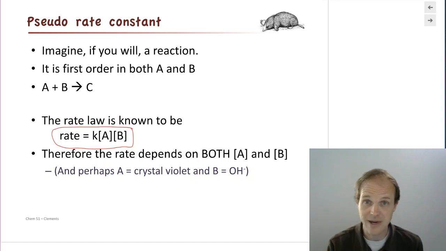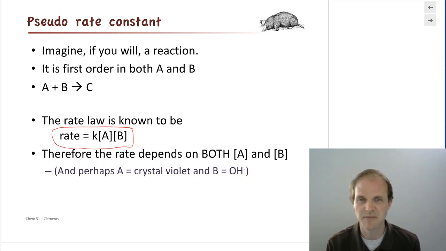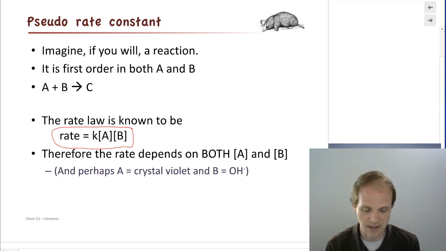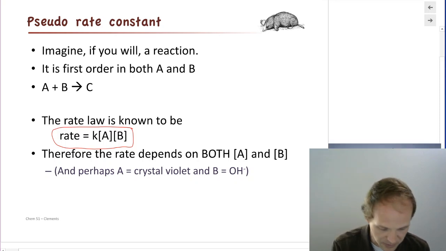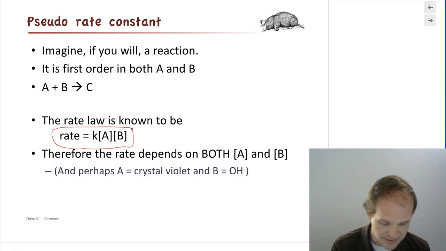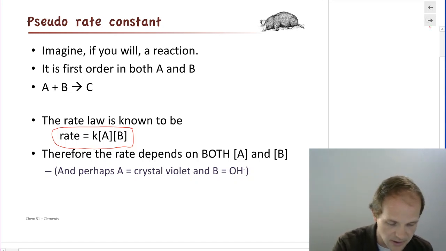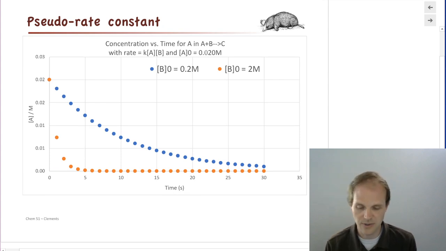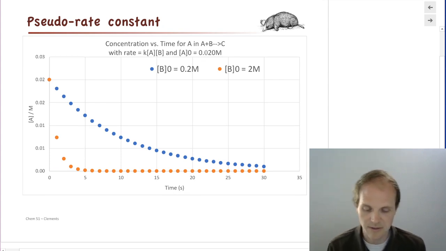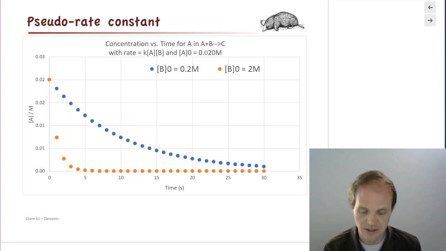And so we know that the rate depends both on the concentration of A and the concentration of B. If you wanted an experiment, if you were trying to do a reaction of crystal violet with hydroxide ion, those two things might be A and B. So what we're going to do is an experiment. We're going to start with known concentrations of B and known concentrations of A and look at how they change over time.